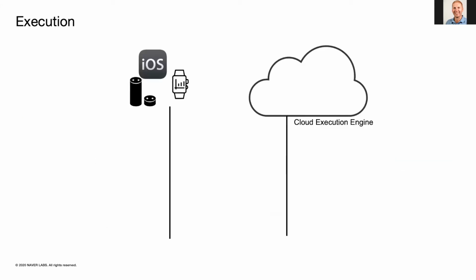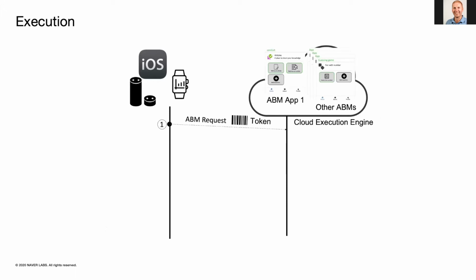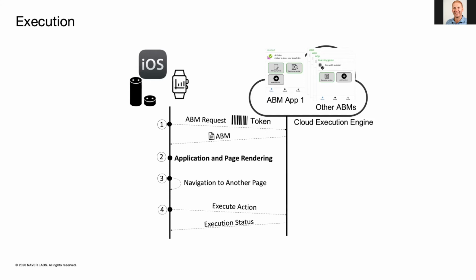So the execution happens in the following way. Each of the applications that are supposed to execute this ABM will connect to the cloud by sending the token that identifies the ABM. So we can have many users running many instances of the same application that looks very different on each individual platform. However, they will all run the same token. This ABM is returned, and then the application execution can proceed. And this involves navigation within the application as well as executing the application logic.